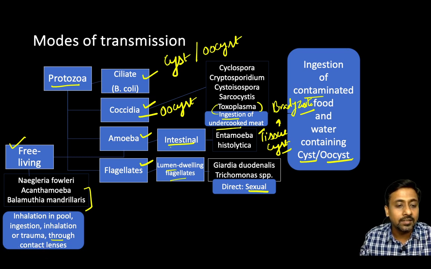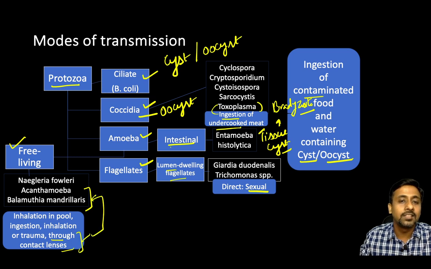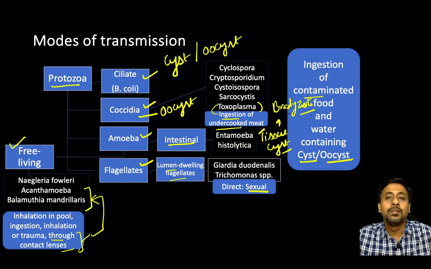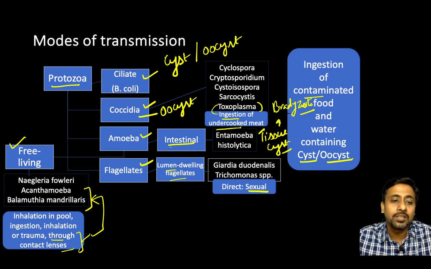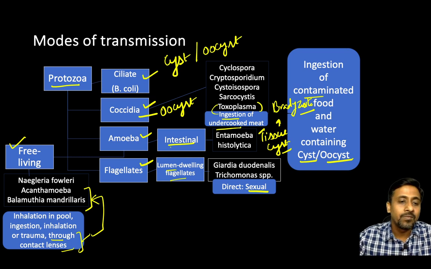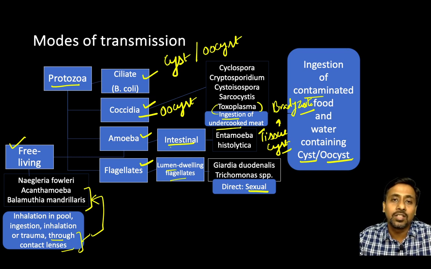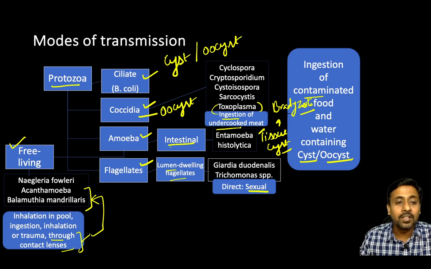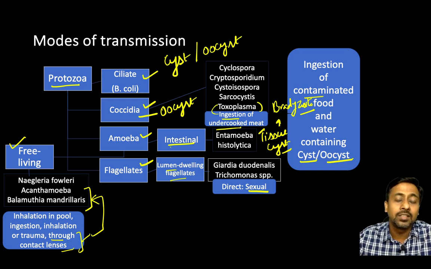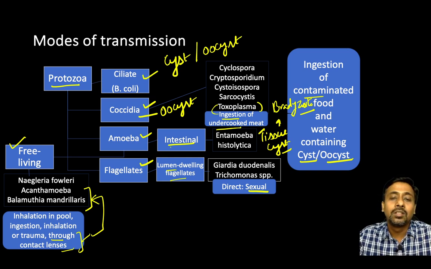Okay, and the amoeba Balamuthia mandrillaris can also be transmitted through contaminated contact lenses. So if in a question it is mentioned that the person has used a contact lens, then you may think about the transmission of Acanthamoeba and Balamuthia mandrillaris, because they can be transmitted through contaminated contact lenses. And what do they cause? They cause keratitis and keratoconjunctivitis.